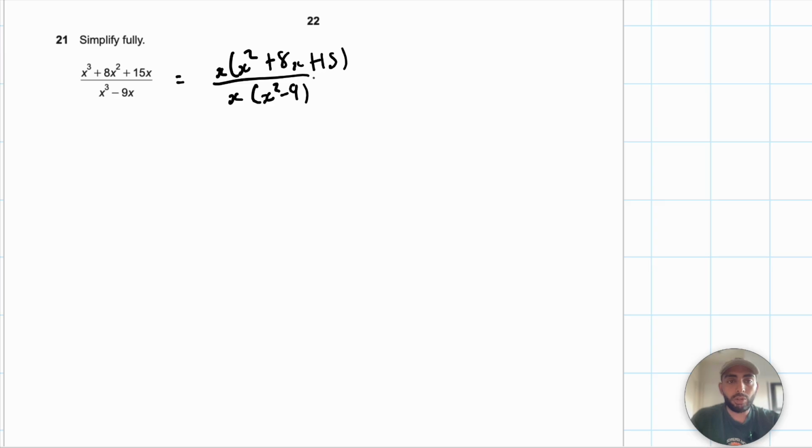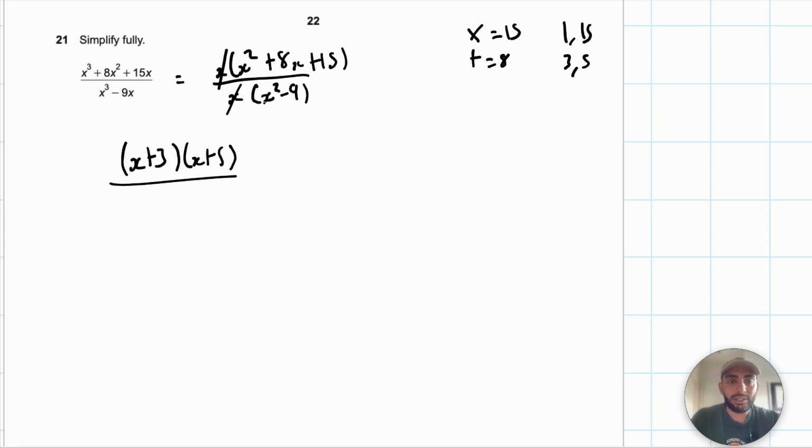For this top one, I'm looking for two numbers that multiply to make 15 and add to make 8. So what would those be? I could write out my factors of 15. 1 and 15 wouldn't work. 3 and 5 would work. So that one would be x plus 3 and x plus 5. But I can cancel these x's out first. So I've got x plus 3 and x plus 5 on the top.